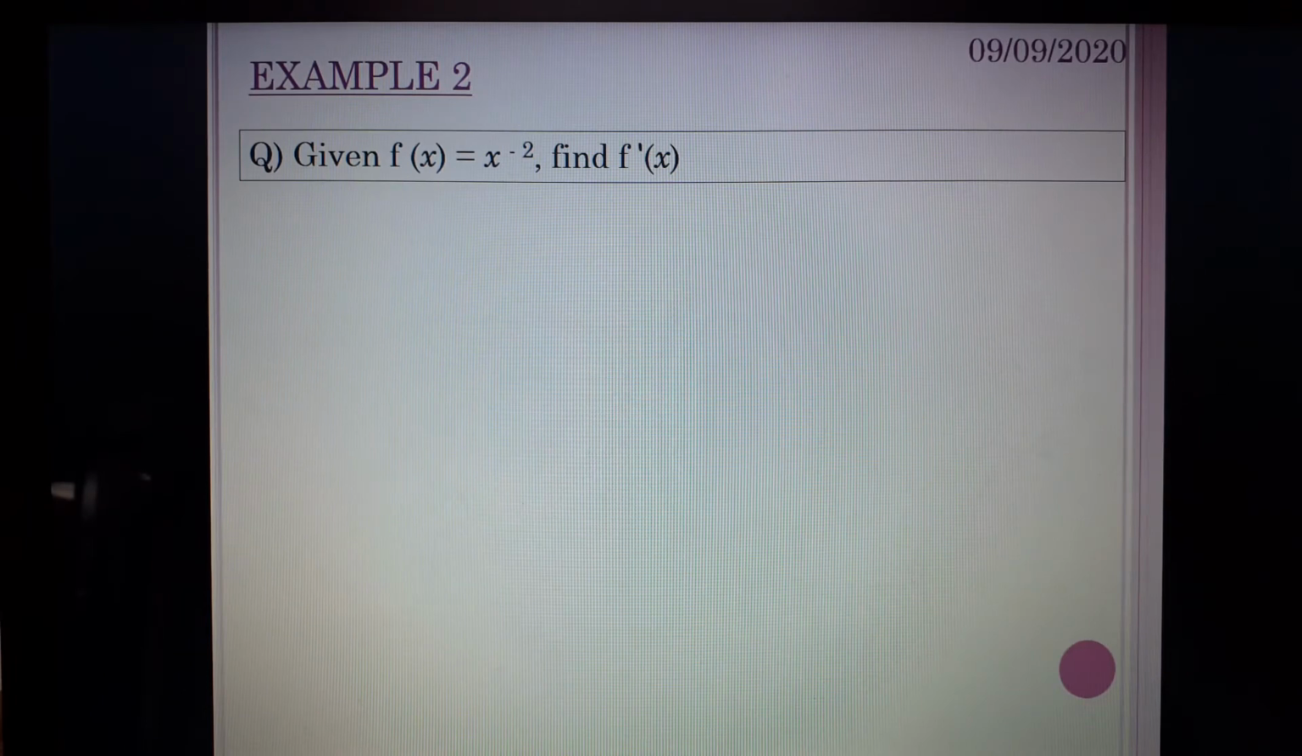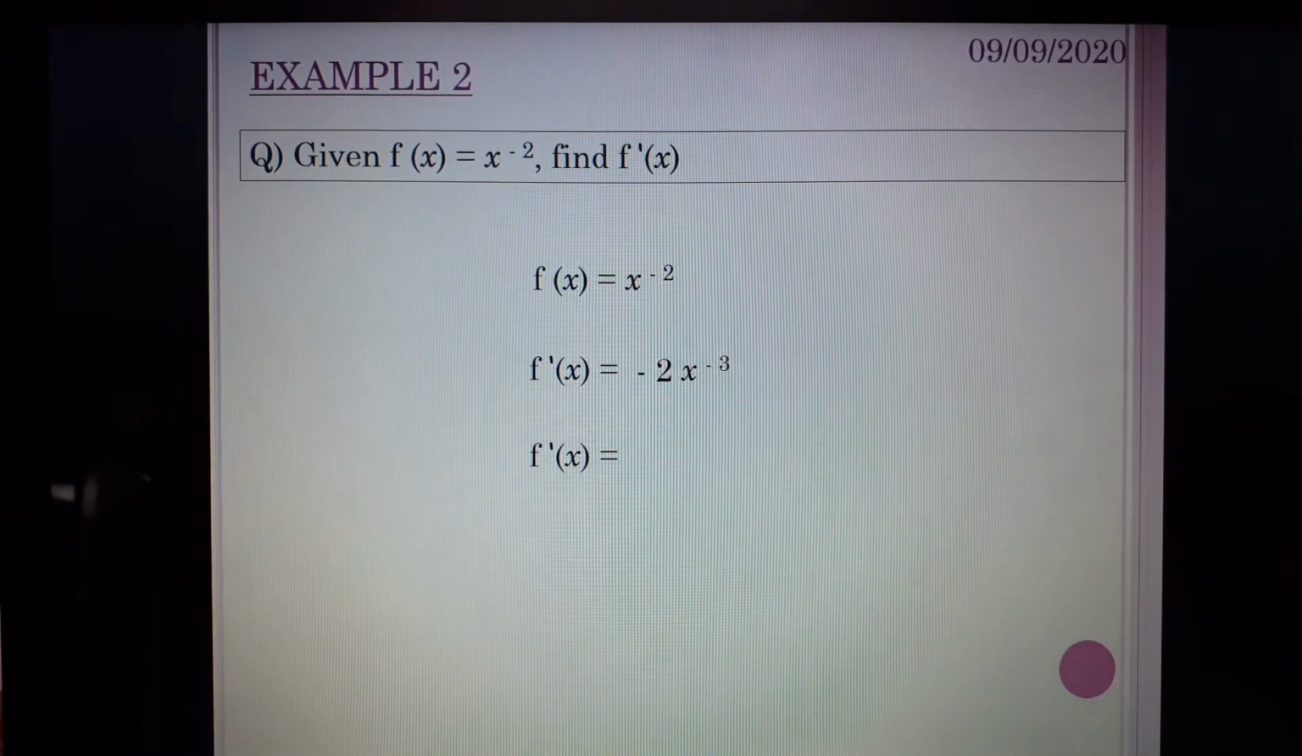Okay, if f of x is equal to x to the power minus 2, what would f dashed of x be here? So we'll do the same thing. We'll multiply by the power and subtract 1 from the power. Now be very careful when we subtract 1 from the power, because you have to be careful with your negative numbers. Negative 2 take away 1 is negative 3. So negative 2 is your coefficient, your multiplier, and your new power will be negative 3.